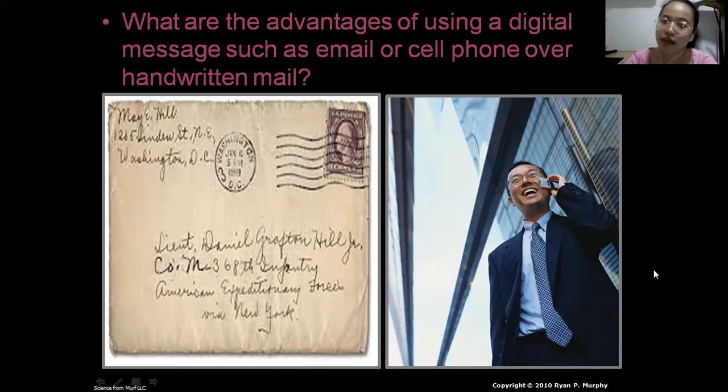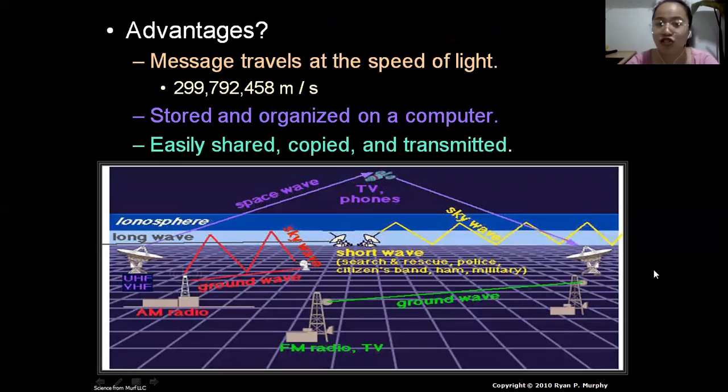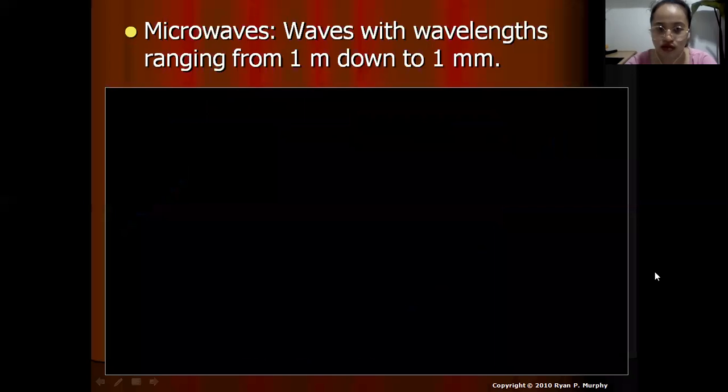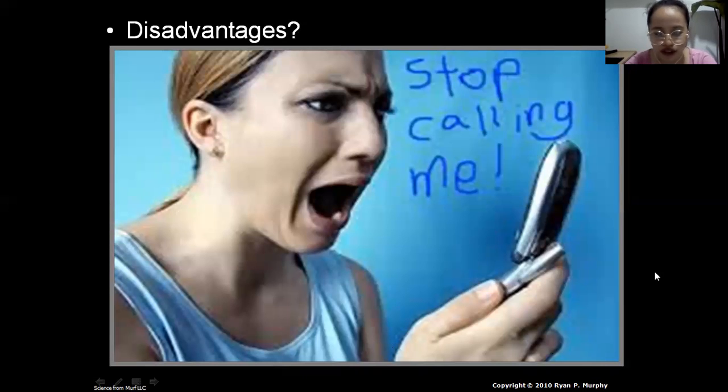So what are the advantages of using a digital message such as email or cell phone over handwritten mail? What do you think? Okay, the message travels at the speed of light. We have the 299 million, or we have the 300 million meters per second. That is the speed of light. And it is stored and organized on a computer and easily shared or copied and transmitted. That is the advantage. How about the disadvantage? What do you think is the disadvantage of this? It can be easily erased, yes.